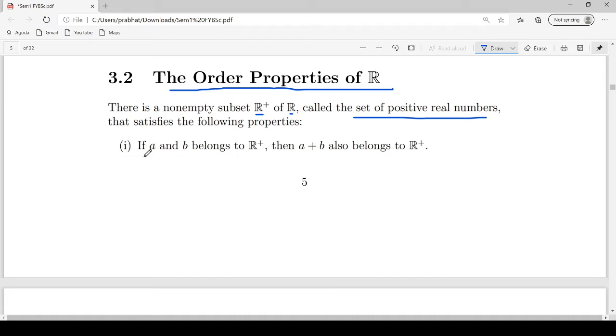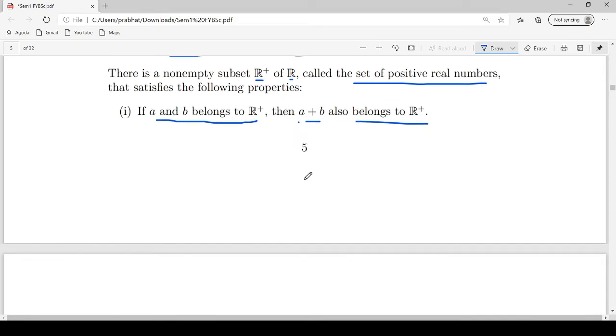The first property which our subset R plus satisfies is closure with respect to addition. That means if A and B are two positive real numbers, that means A and B belong to R plus, then their addition A plus B also belongs to R plus.